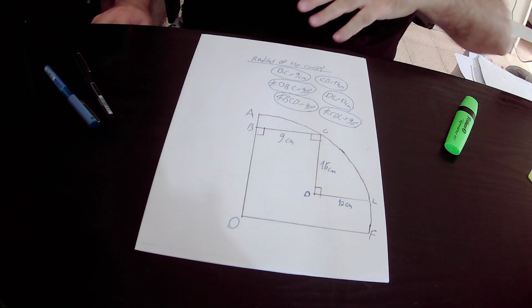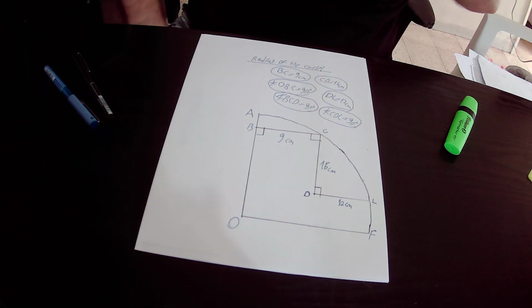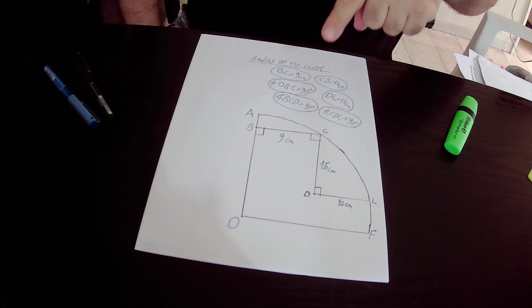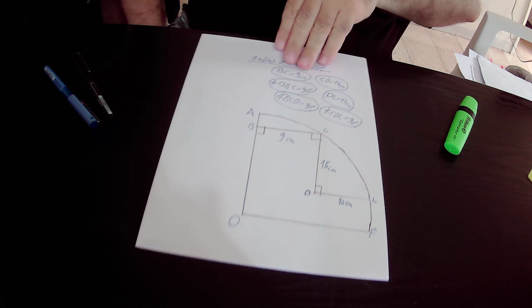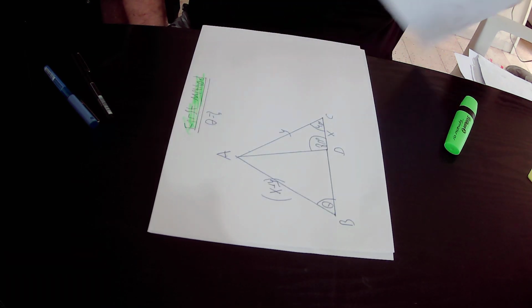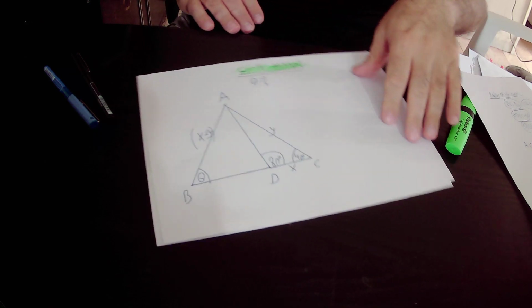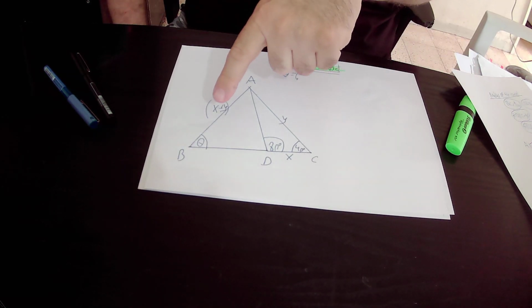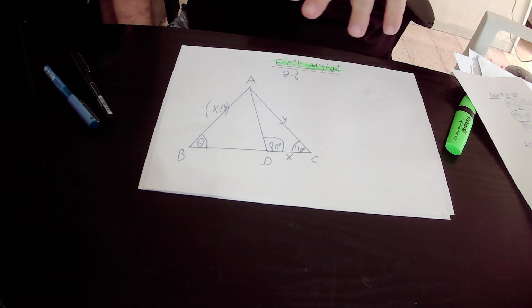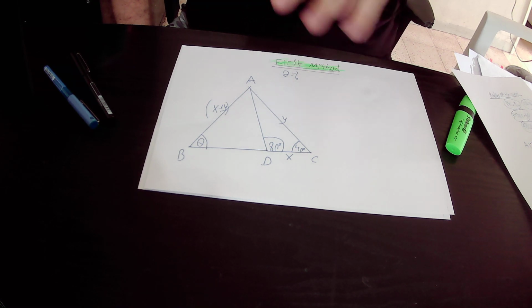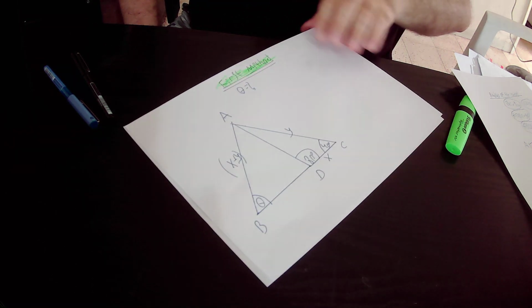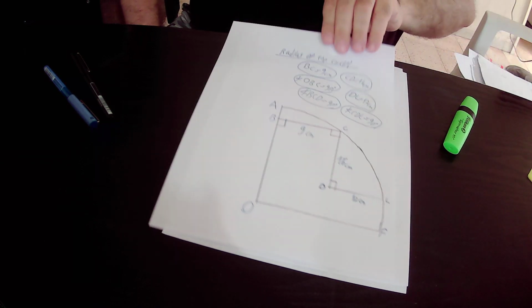Now in this lecture we'll answer two questions. In the first question we'll find out the radius of this quarter circle. In the second question we'll find out the size of this angle, angle theta, that is inside triangle ABC. So we'll start with the first question.